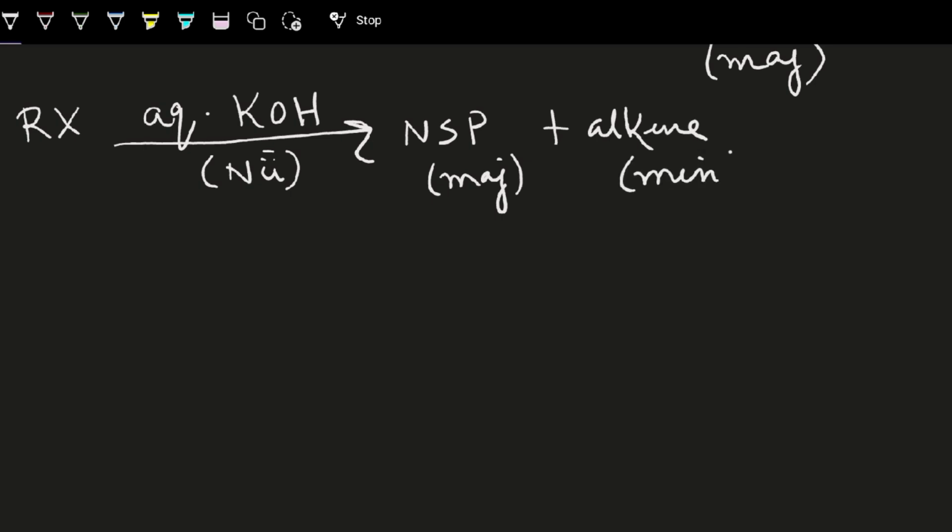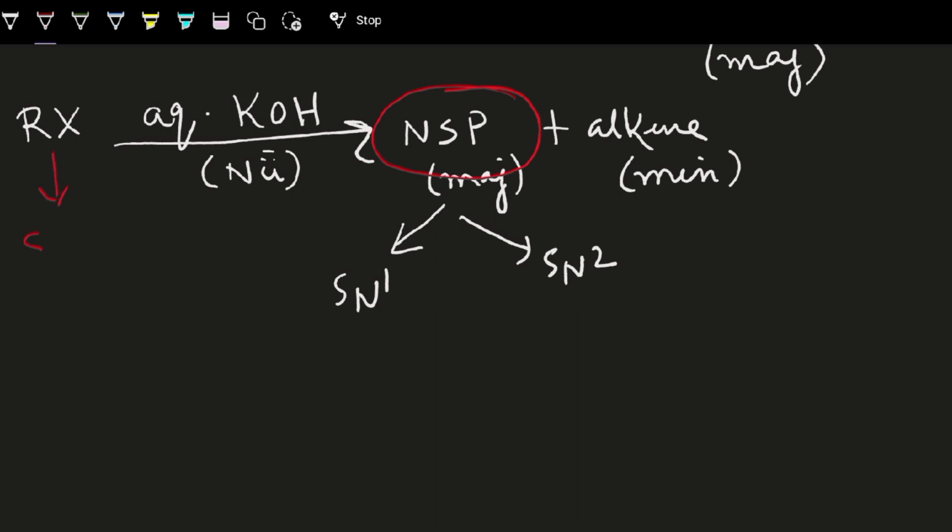but the alkene will also be obtained as the minor product. Now, out of the two mechanisms, SN1 and SN2, which one will be the most probable mechanism for this nucleophilic substituted product? For that, we need to see the structure of RX. If we have a 1 degree, less hindered substrate, or maybe methyl, then a less hindered substrate will give SN2 as the more probable mechanism.